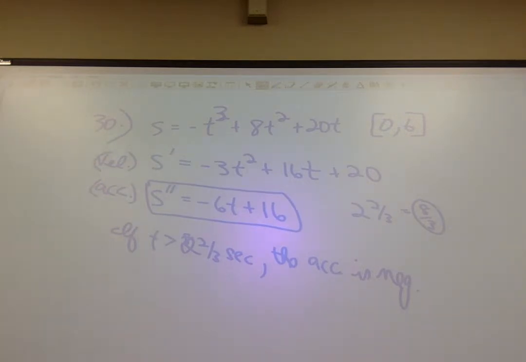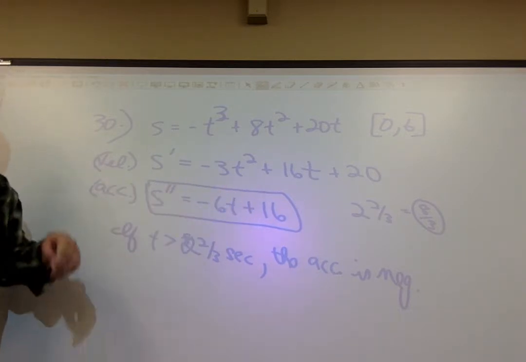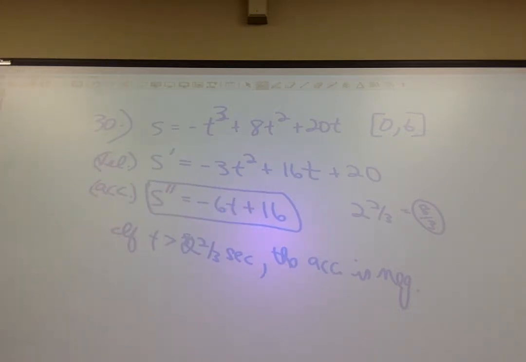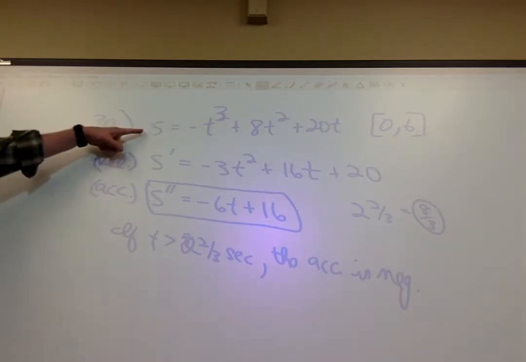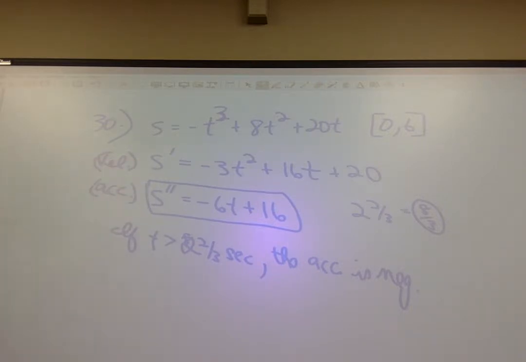What if you put a 3 in? 3 seconds, negative 18 plus 16, it's decelerating, it's negative. That's all they want you to see. Distance, velocity, first derivative, acceleration, second. And I thought a good one to end this section with is 34. This didn't take long here.